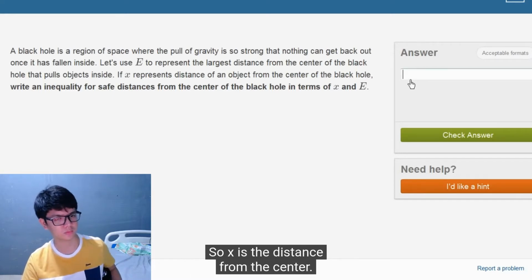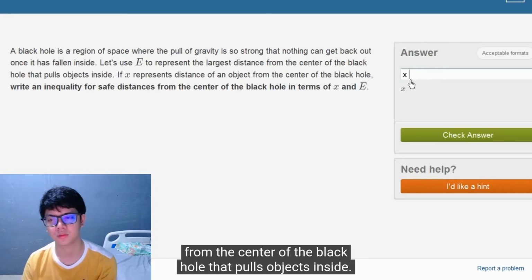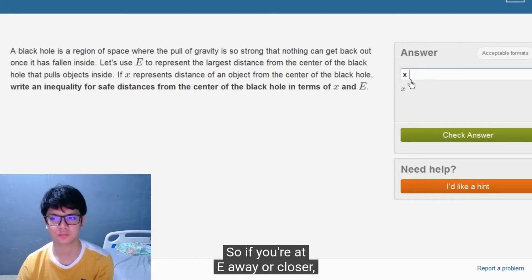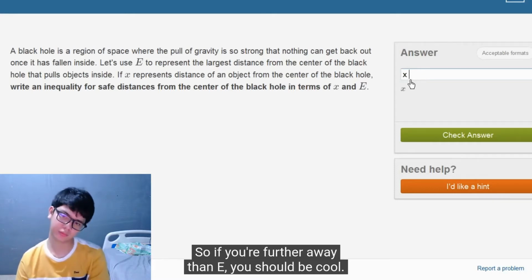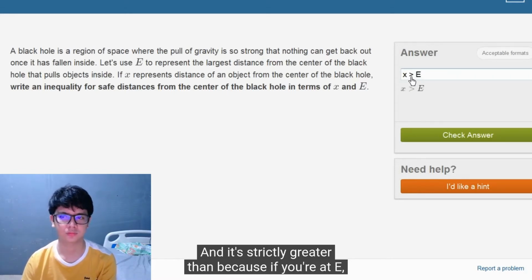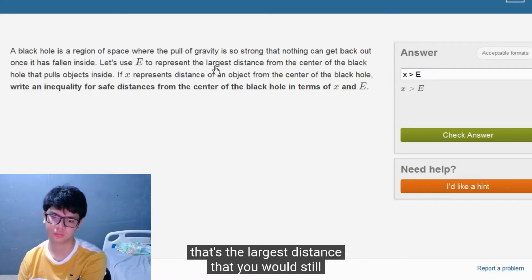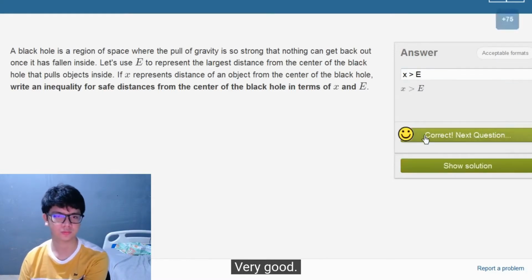So x is the distance from the center. E represents the largest distance from the center of the black hole that pulls objects inside. So if you're at E away or closer, you're going to be pulled inside. But we want to think about safe distances. So if you're further away than E, you should be cool, and it's strictly greater than, because if you're at E, that's the largest distance that you would still be pulled inside. Very good.